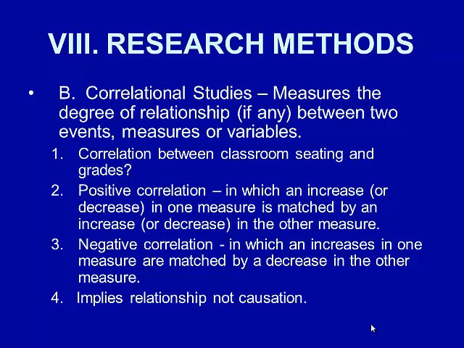Another one, don't panic when you see slides that have a lot of words on it. I'll take my time to go through this. We can also do what's called a correlational study. And psychologists use a lot of this. We don't use a lot of naturalistic observation, but we do correlational studies a lot. This is where you measure the degree of a relationship, if there's going to be any, between two events, measures or variables. How about the correlation between classroom seating and grades?